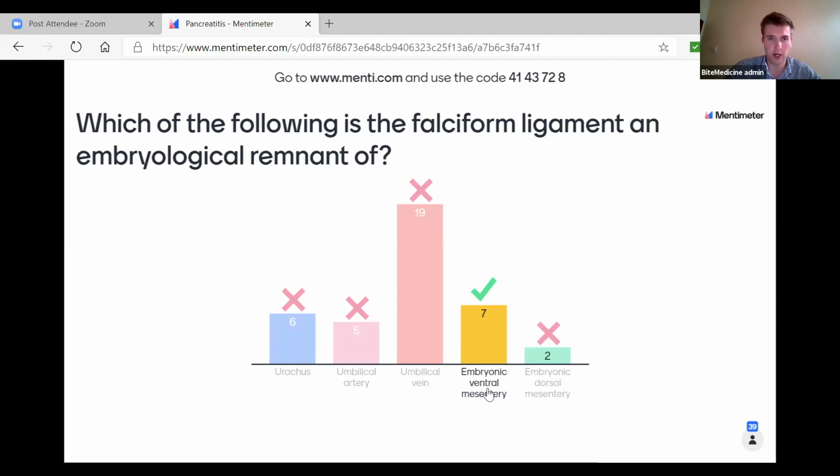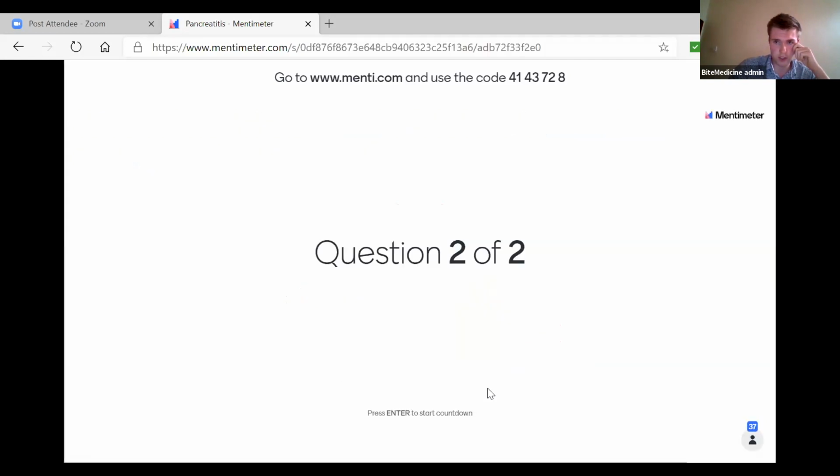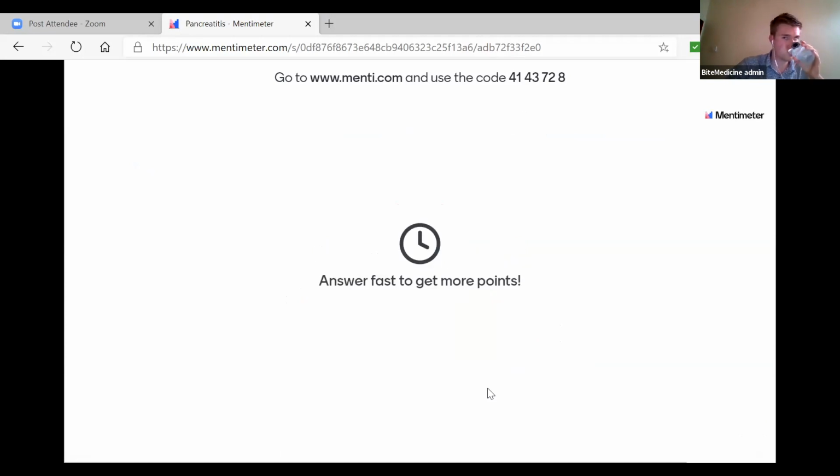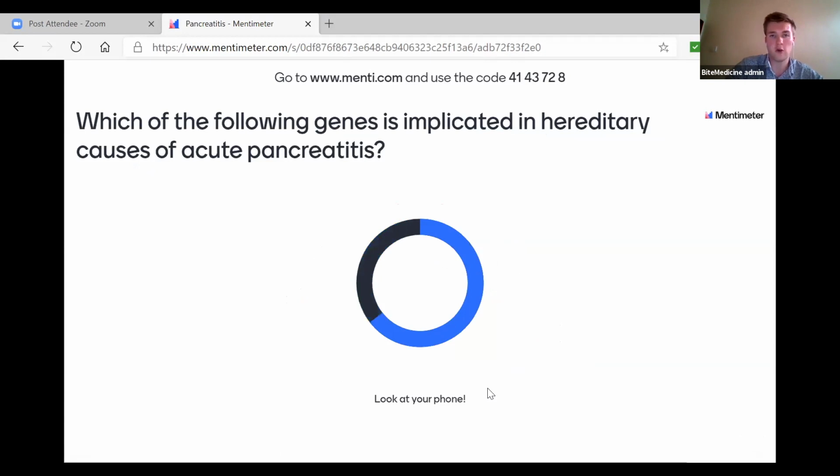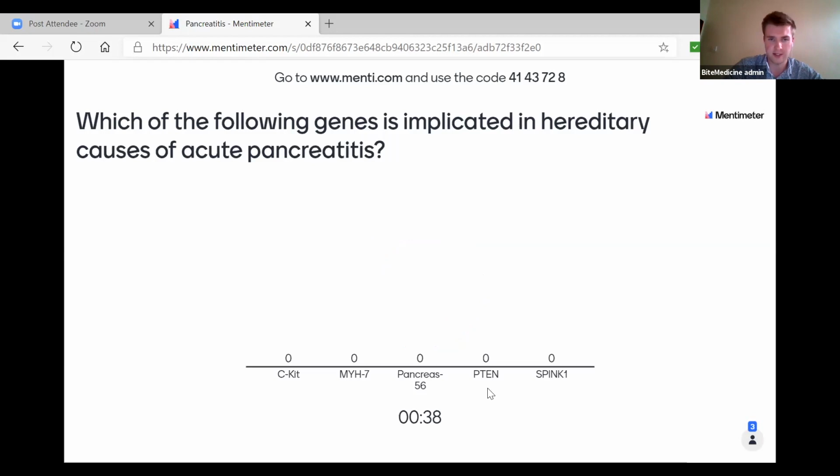And for those who enjoyed embryology, the allantois is the canal that drains the urinary bladder of the fetus and actually runs within the umbilical cord. So we have one more question. So question 2. Answer fast to get more points. Which of the following genes is implicated in hereditary causes of acute pancreatitis?